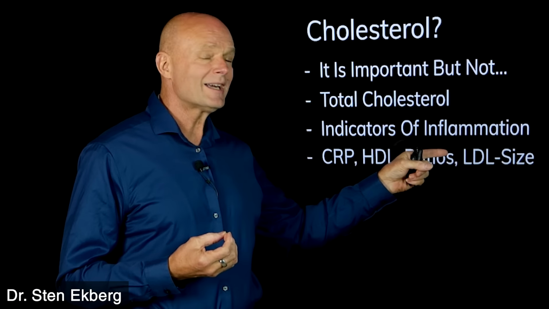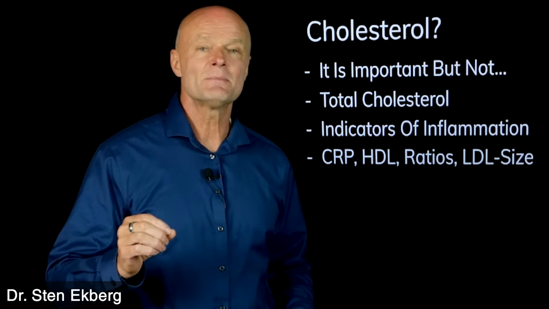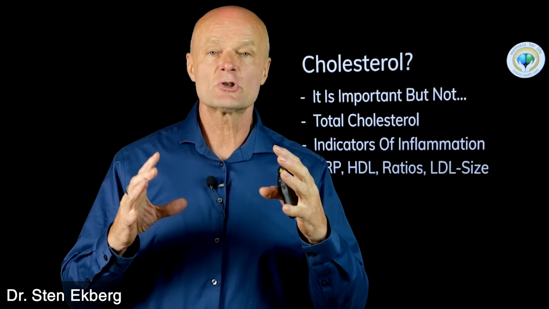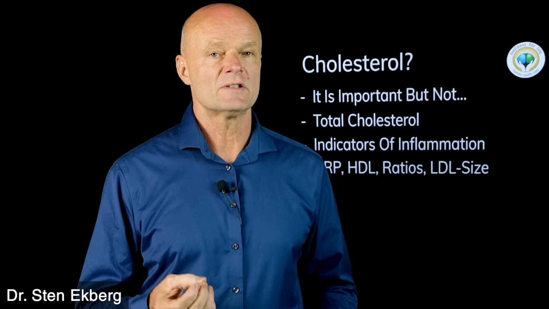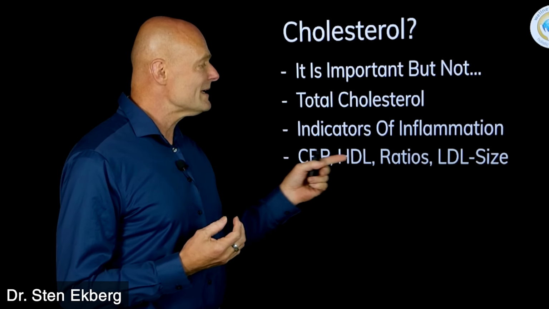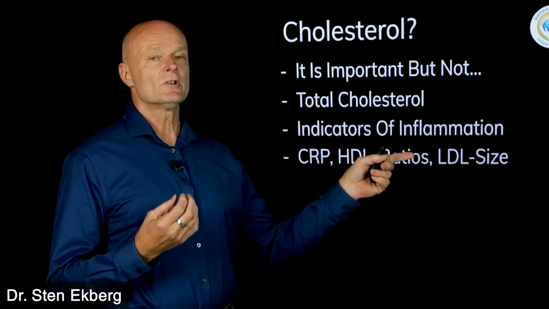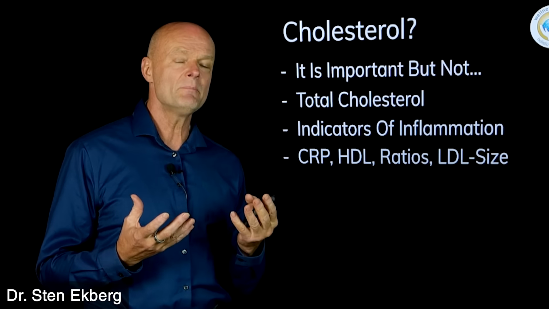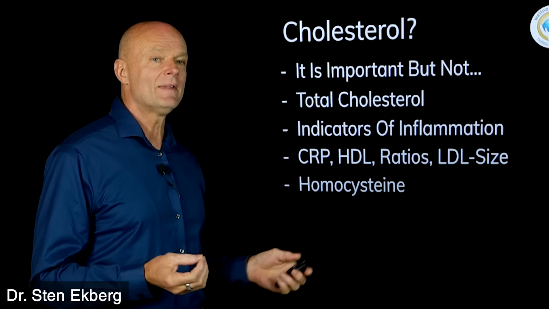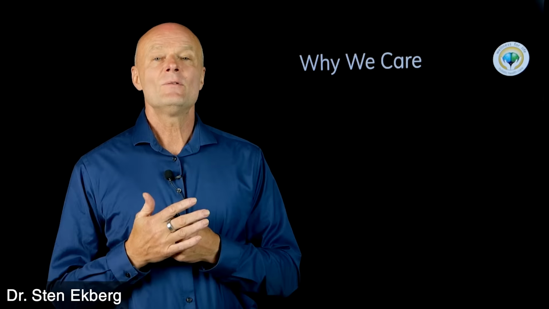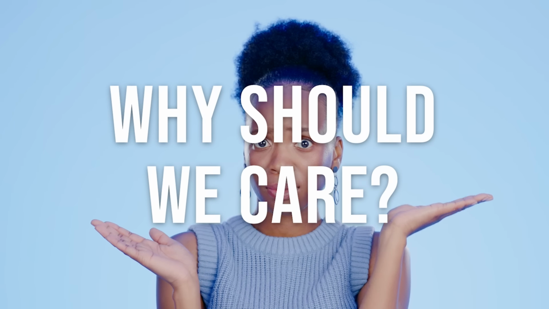We also want to check the LDL size, because if the LDL particles shrink, now that's an indicator of inflammation and oxidative stress. But even though these markers of inflammation that are super important are hardly ever measured, there's one marker that's even more ignored, and that's called homocysteine. And why should we care about homocysteine?